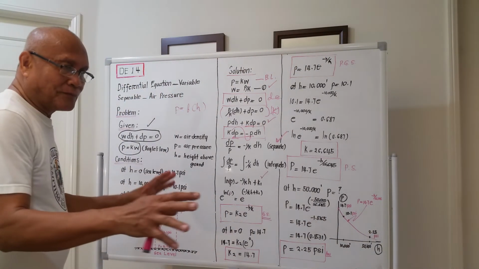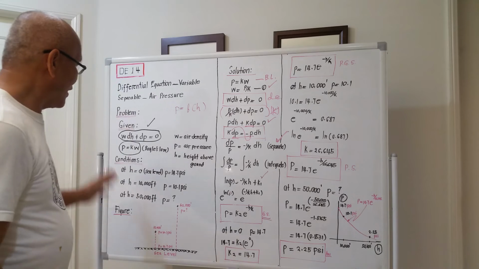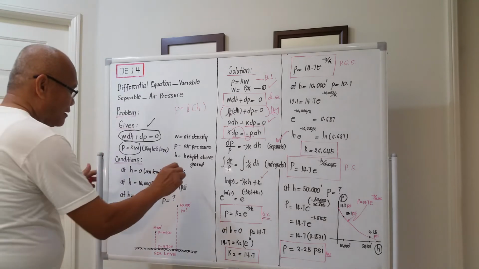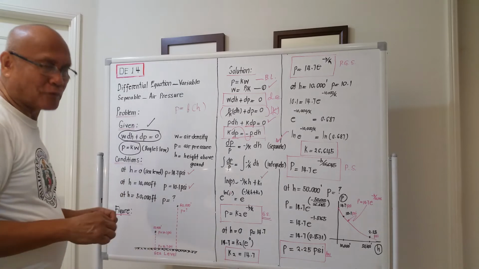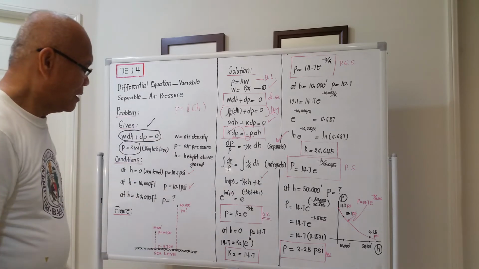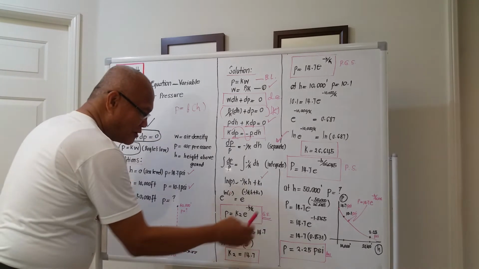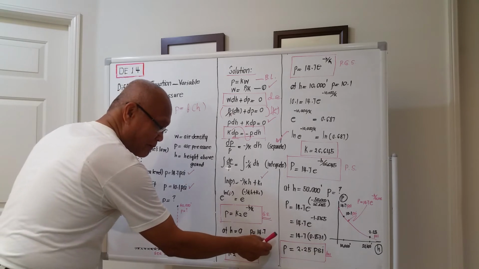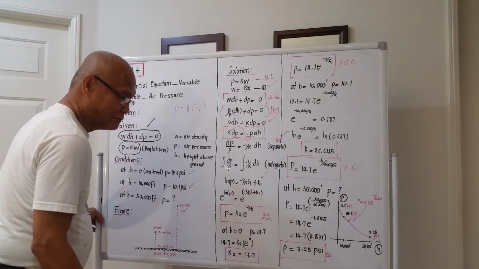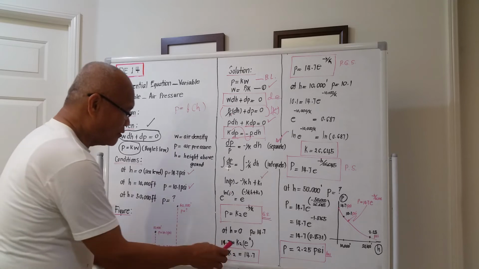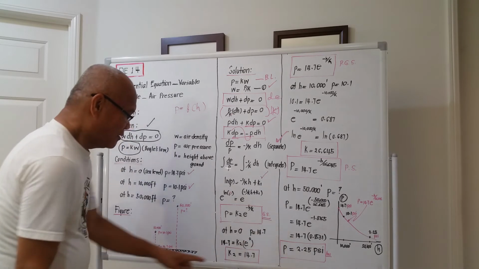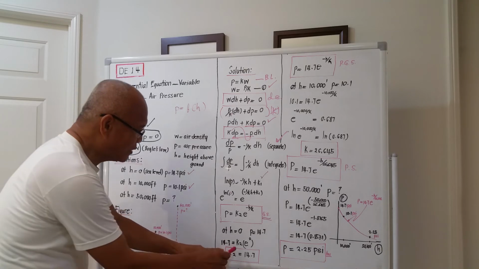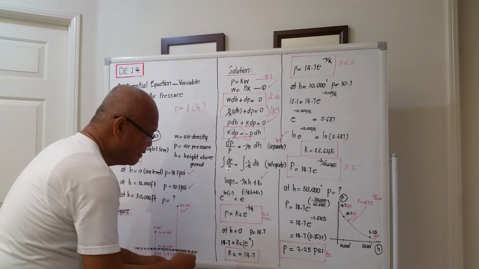Let's compute for the constants of integration. We are given initial conditions. This is the first initial condition and this is the second. So actually we could compute for the constant of integration. At H equal to 0, at sea level, the pressure is 14.7. We will substitute this 0 here and 14.7 back here. This should be 14.7 equal to K2 e raised to 0. But this is 1.